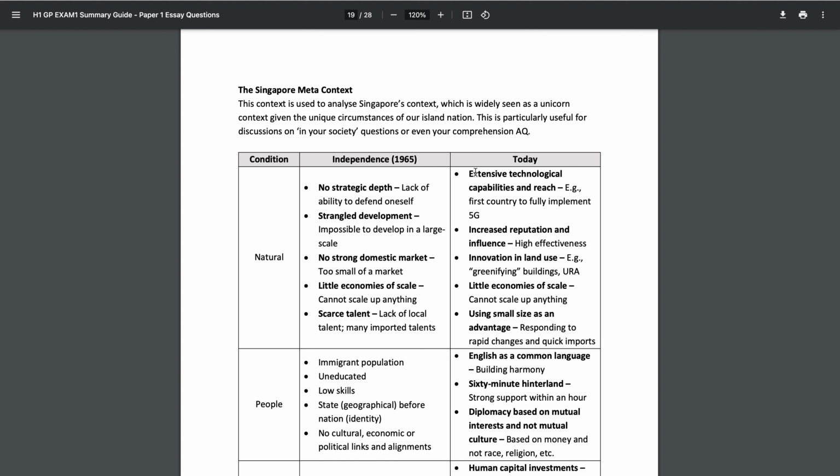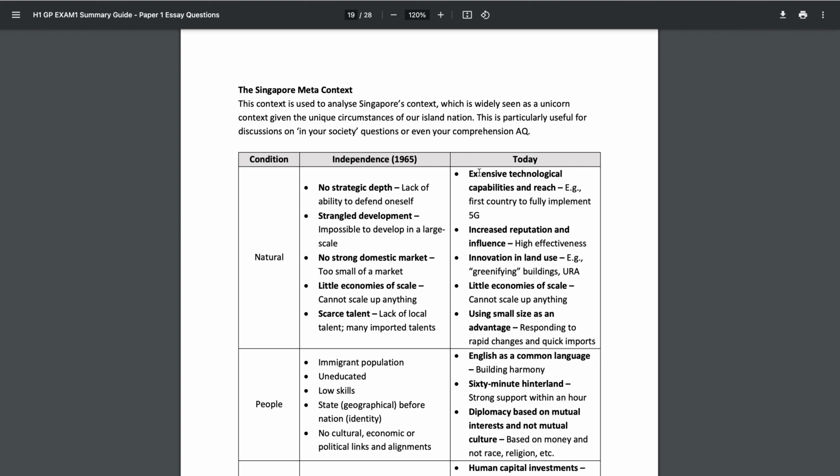In 1965, natural condition is what? Singapore has no strategy that we cannot defend ourselves. Singapore's development is strangled. We are so small. We cannot develop. Okay? We have no domestic market. We have little economy of scale. We cannot scale out anything because we have nothing to begin with. And we are scarce talent. Our locals are uneducated. Our locals are living in slums. And so we have to start importing talents.